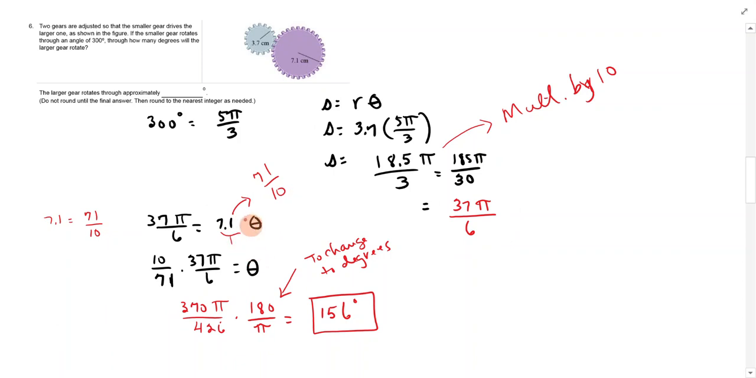Then you flip that when you divide. So we have 10 over 71 times that. That gives us 370 pi over 426. We have to multiply by 180 over pi because we need it in degrees. The pi's cancel out, and once you multiply and then divide, you get 156.